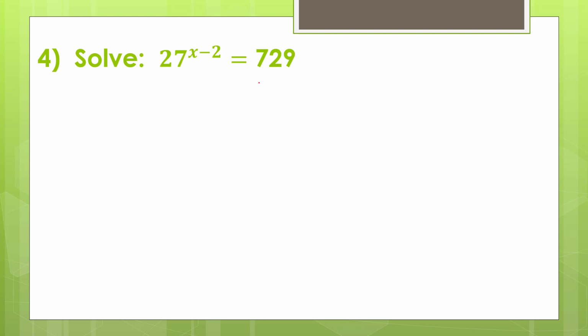Well, 27 squared is 729, which is equal to 27 to the x minus 2. We have common bases, so we can set the powers equal to each other. Oops, sorry. X minus 2 is equal to 2. Add 2 to both sides. And that gives us an x that equals 4.